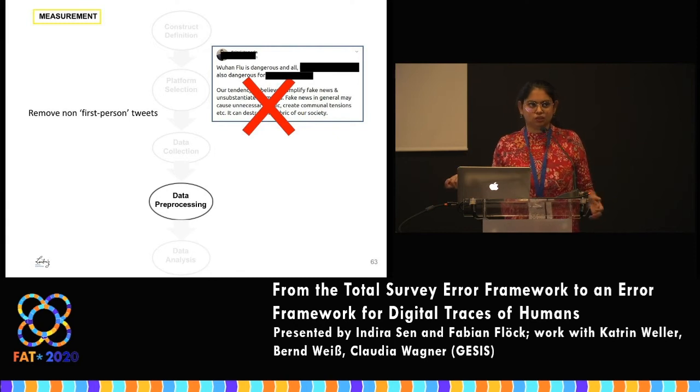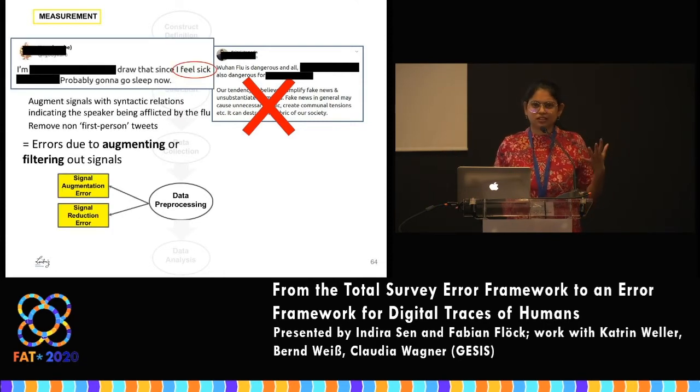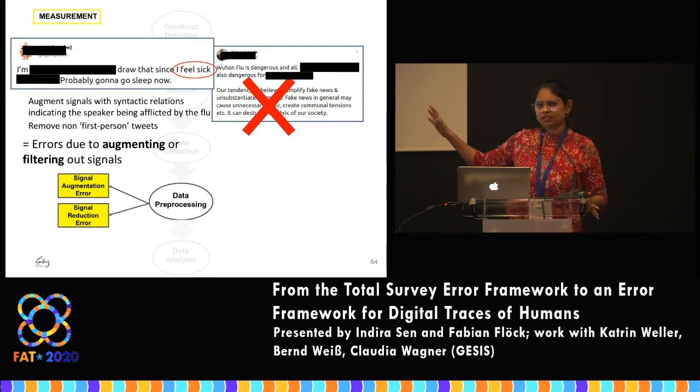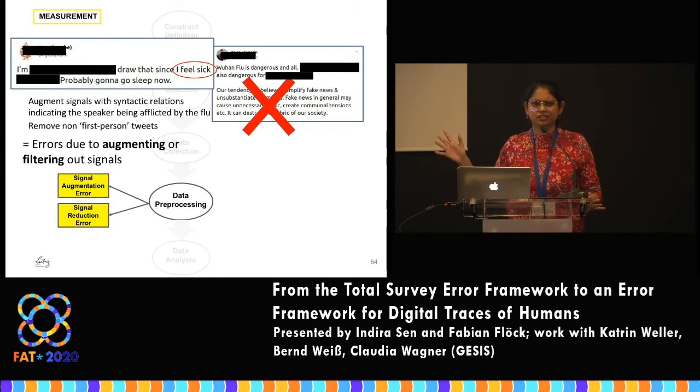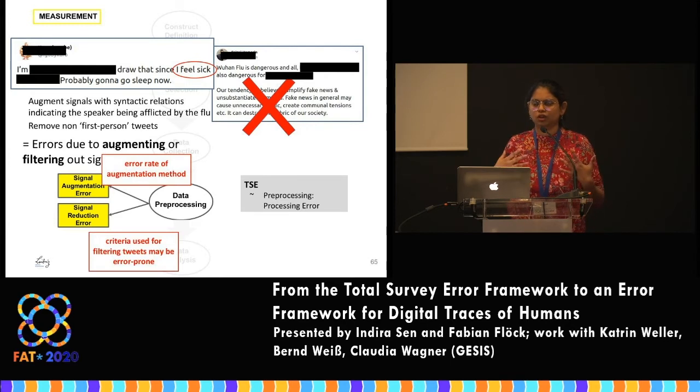Depending on the methods that I use for each of these steps, we could get a signal augmentation error or a signal reduction error, because none of these methods are perfect. Even humans aren't perfect. Sometimes there can be disagreement about what constitutes the right lexical units. Therefore, you get these errors, and that's okay. It's still good to document them. And this has a quite clear counterpart in the TSE. That's the processing or coding error that happens when you look at survey responses and you perhaps throw out what you think are people who have just entered the survey randomly by checking the C field all the time.